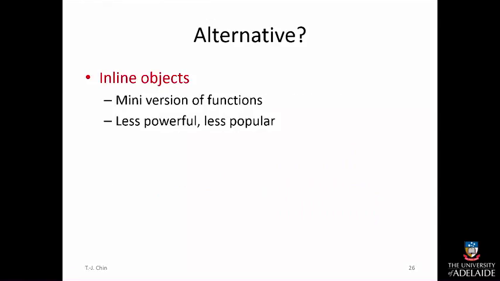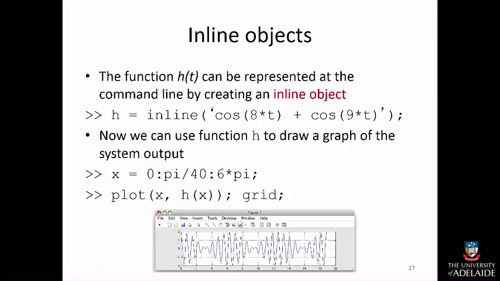Another alternative to functions is inline objects. They are a mini version of functions, and they are less powerful and less popular. But it's good that you know how they work. So what's going on here is that this function h can be represented at the command line by creating an inline object, right?